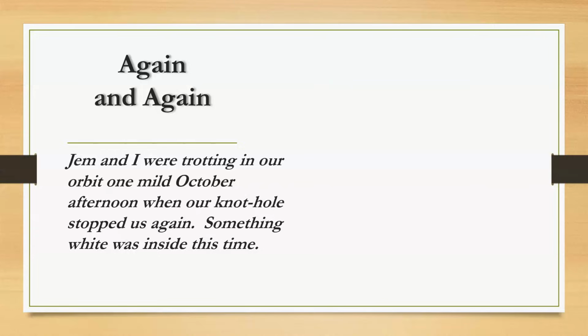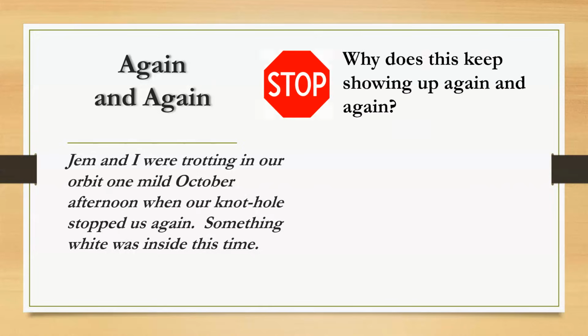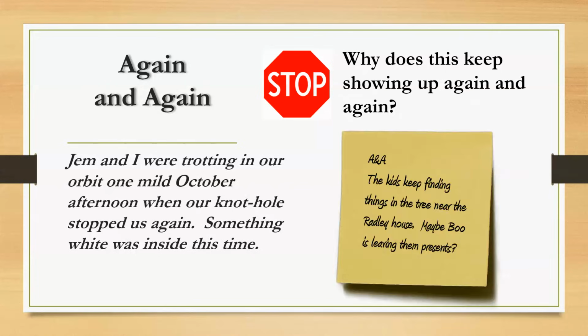So this is not the first time the children have seen something in the knothole of the tree. I notice it comes up again and again, so I stop and I ask myself, why does this keep showing up again and again? And on my post-it, I put a little A and A to indicate which signpost it is, and then I answer that anchor question. The kids keep finding things in the tree near the Radley house. Maybe Boo is leaving them presents?